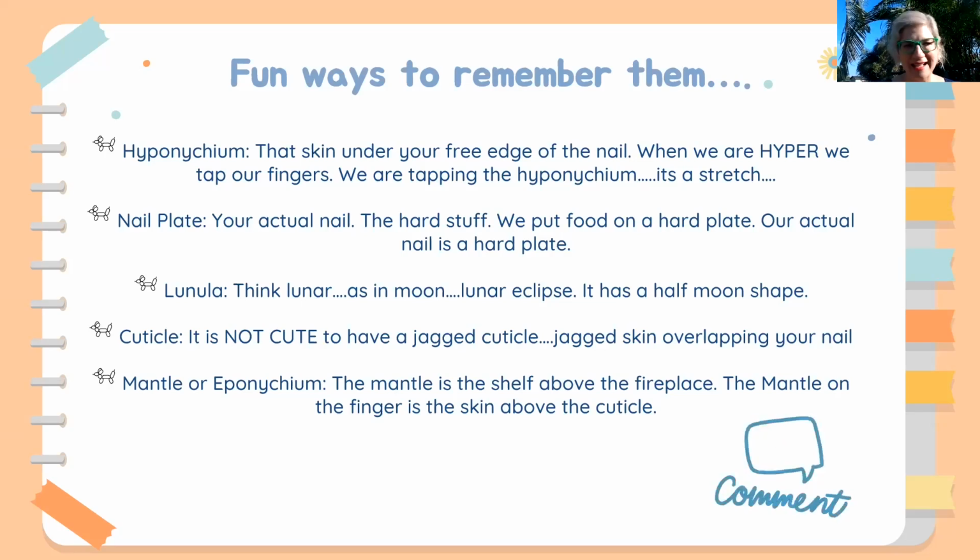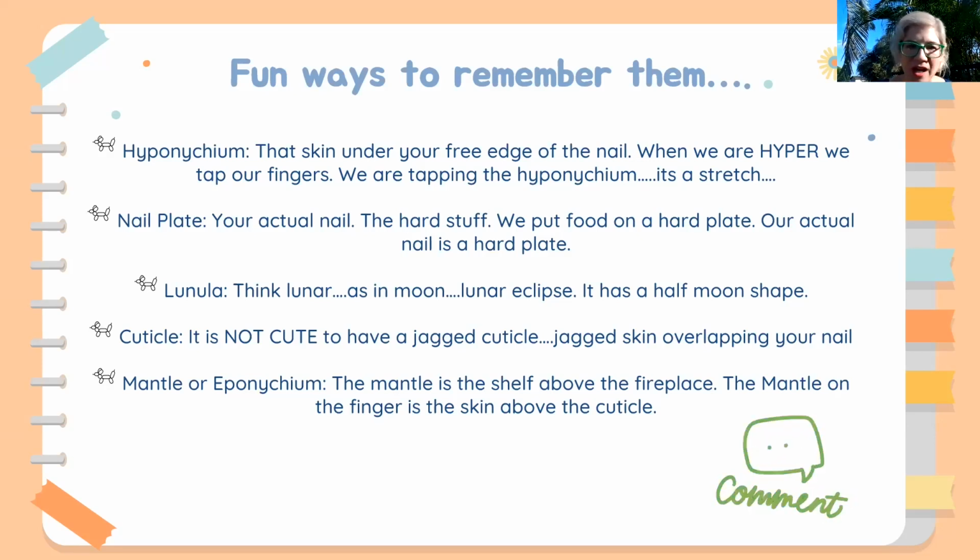Hyponychium, as we said, is that skin under the free edge of your nail. This is kind of a stretch, but when we're hyper, we tap our fingers. I'm tapping it. You can't tell I'm tapping it. I'm literally tapping the hyponychium. So when I'm hyper, I tend to tap my hyponychium, hyper. If it helps, it helps. I don't know if it's going to help you, but it's worth a shot. Nail plate, your actual nail. This is the hard stuff, right? We put food on a hard plate so that it's nice and solid for us. Our actual nail is a hard plate of keratin.